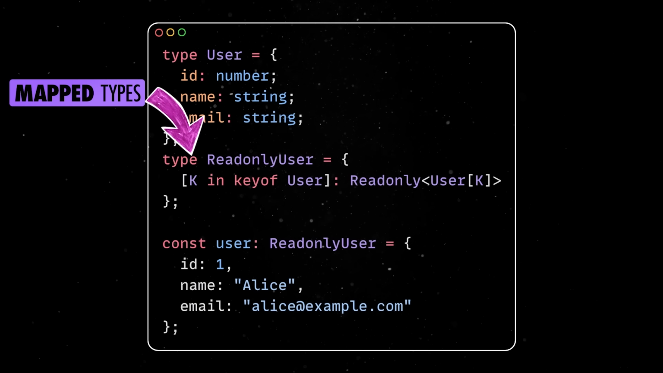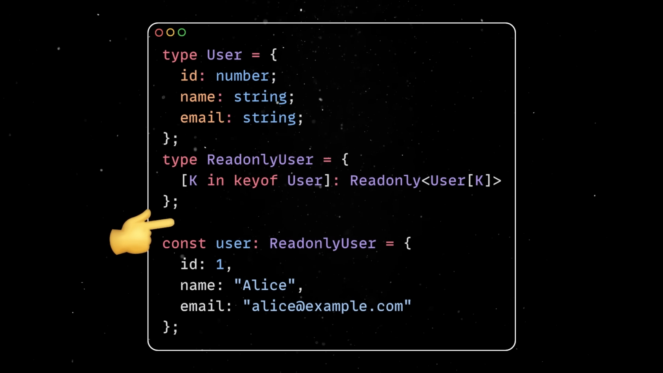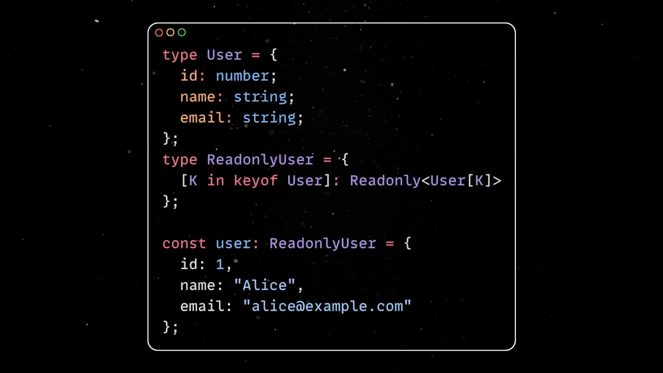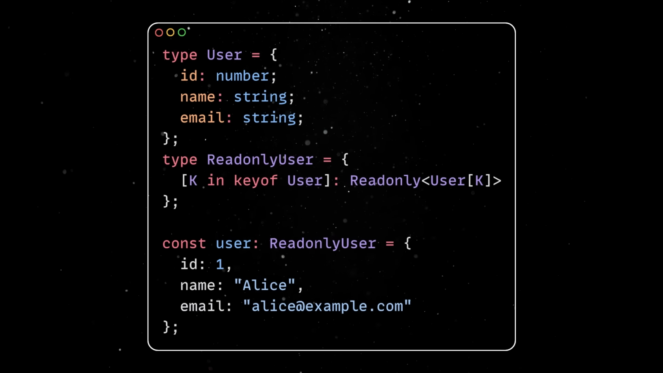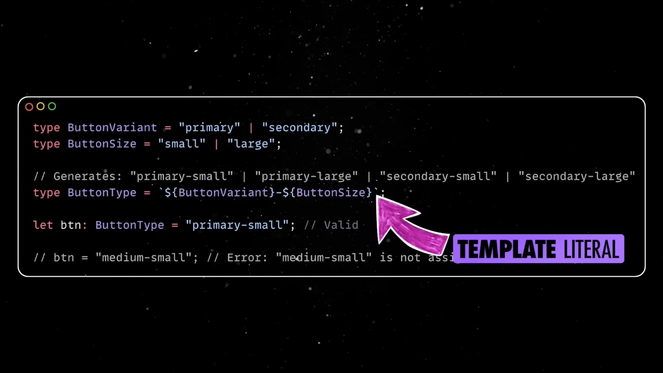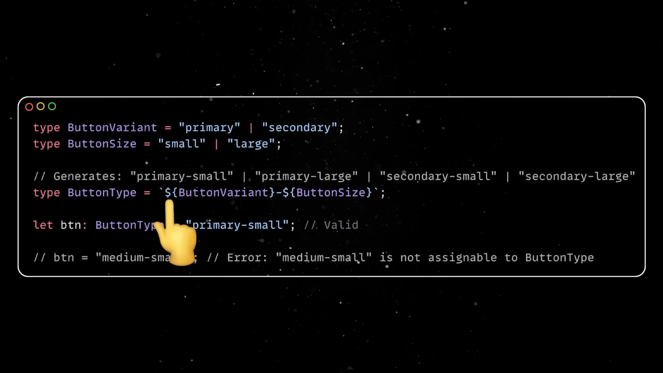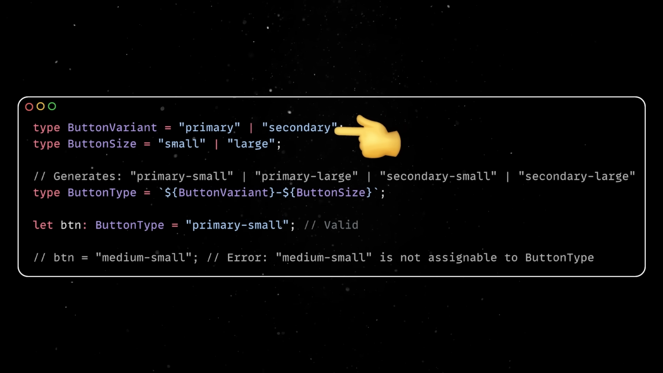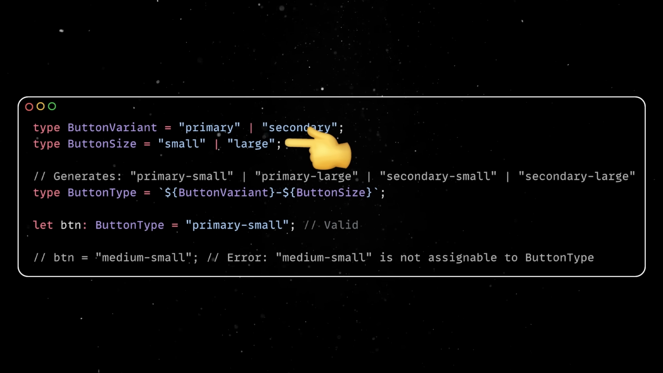Mapped types, on the other hand, allow you to dynamically create new types by modifying properties from an existing type. This is useful for scenarios where you need to enforce read-only, optional, or required constraints dynamically. Another incredibly powerful feature is template literal types, which allow you to dynamically construct string-based types. This is particularly useful for cases like CSS class names, API routes, or UI component variants, where a combination of predefined values needs to be enforced.